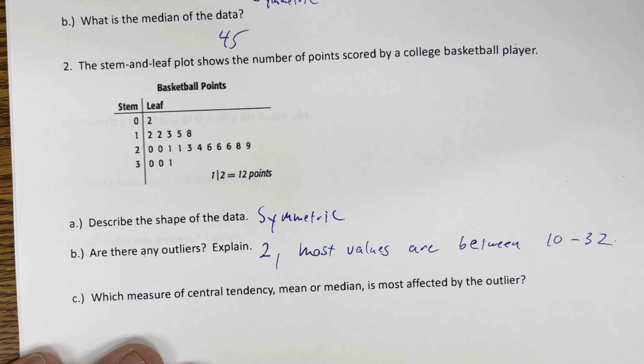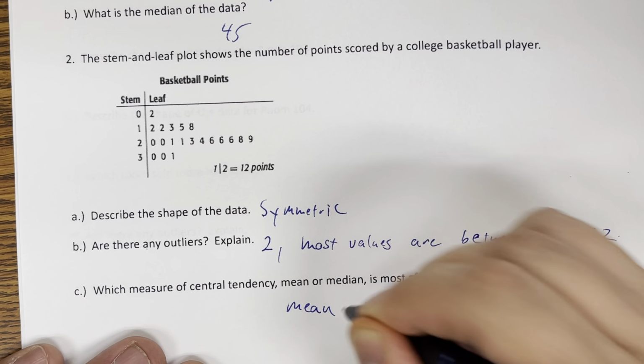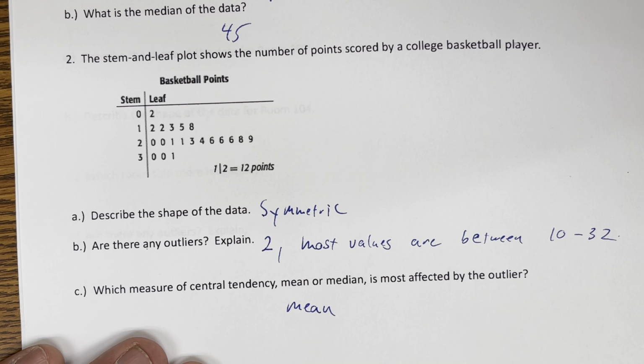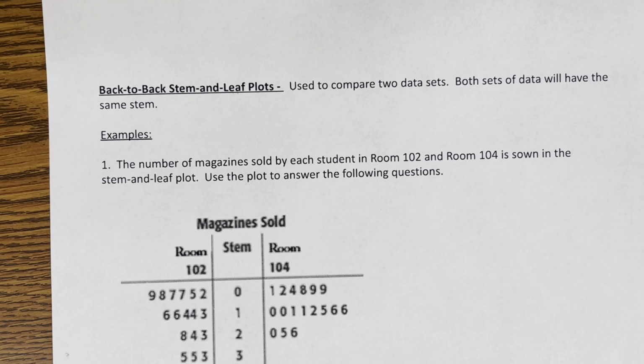And the next one just says, which measure of central tendency is most affected by the outlier? And I'm going to say the mean is definitely the most affected, because that 2 is going to change the average based off of everything else once we add it in. And on to our next page.